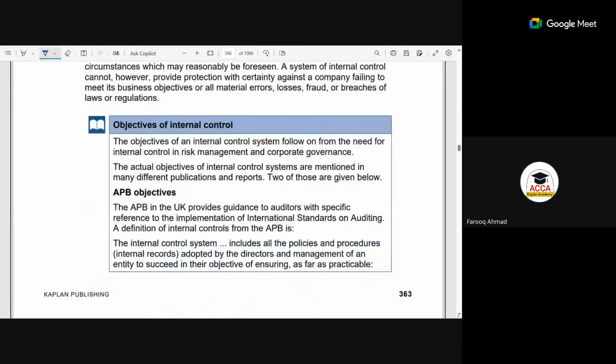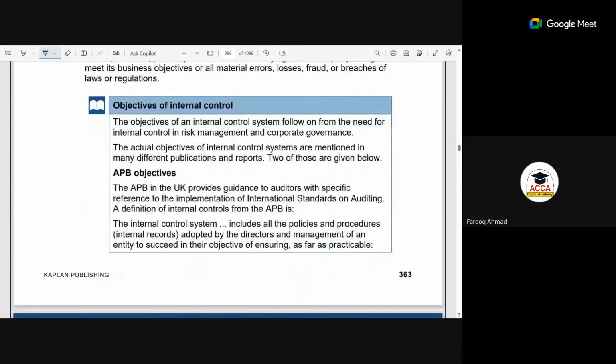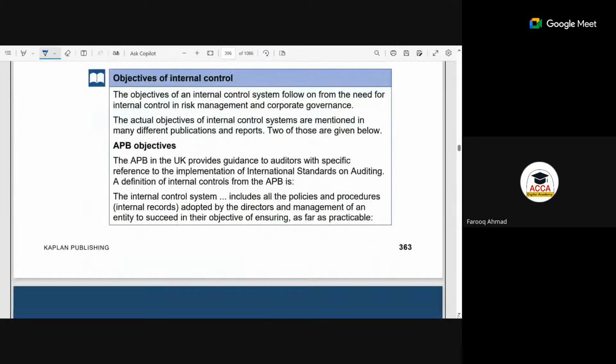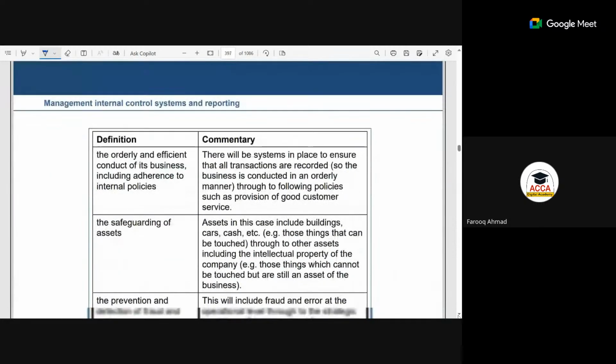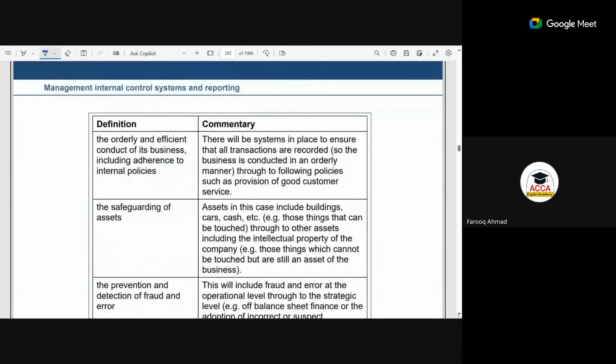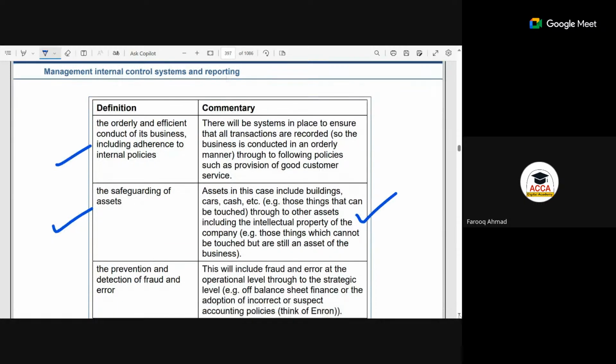Again, the objective of internal control is discussed in further detail. So definition and commentary are there. Orderly, efficient, the safeguarding of assets, where assets include buildings. This is all I explained to you. You will find everything in more and more detail.